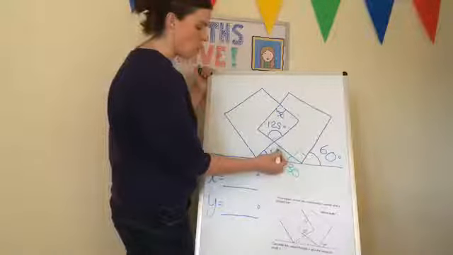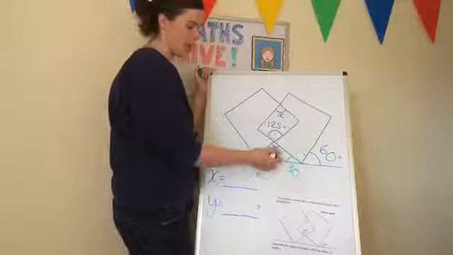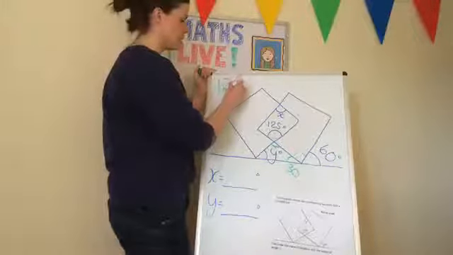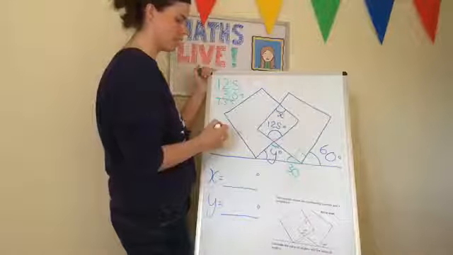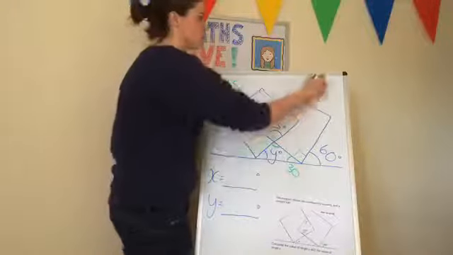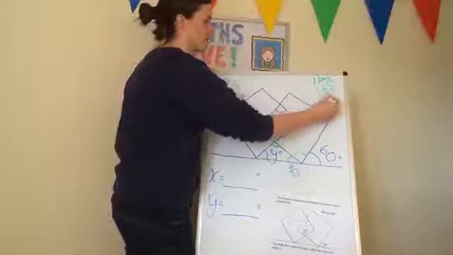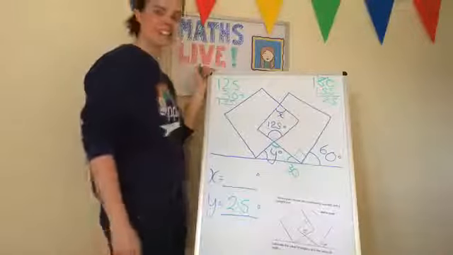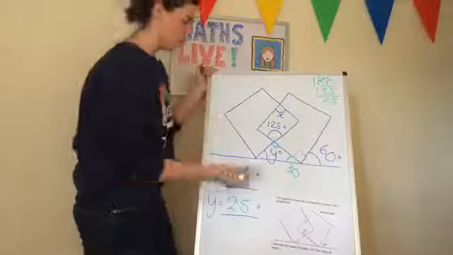This angle here, opposite angles are equal. Okay? Opposite angles here are equal. 125 comes down the same as here. So then we've got 125 plus 30, which is 155. Okay? And then we know that angles in the triangle add up to 180. So then we do 180, take away 155, which is 25. So angle Y is 25 degrees. Okay, so we can put that in.